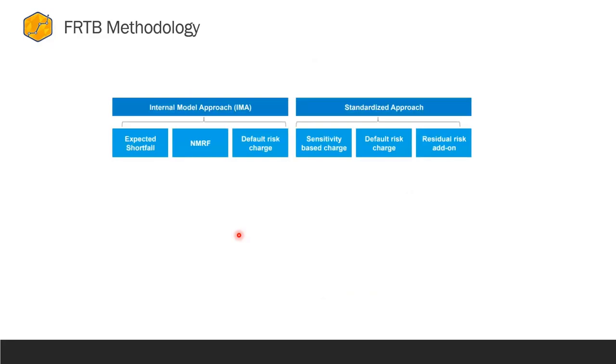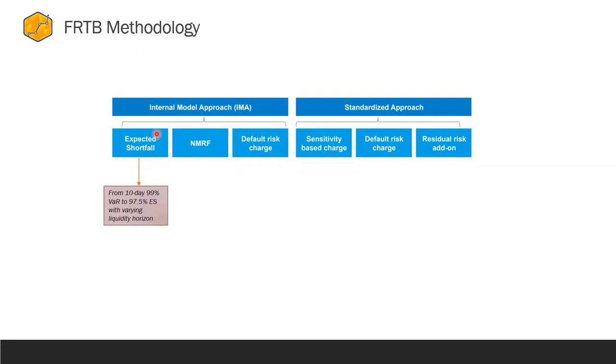FRTB methodology quickly. I don't want to do a deep dive here because this will be the focus of the course going forward. But just to give you a high level, this is the umbrella. So we have the standardized approach, and then we have the internal model approach, which is the advanced approach. Okay, so inside the internal model approach, we have three different items.